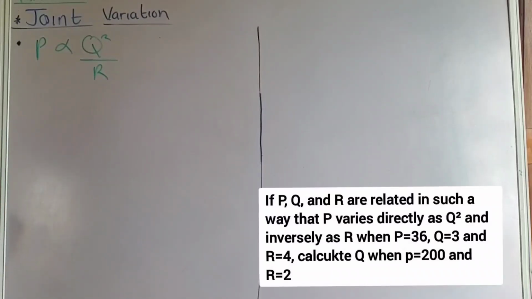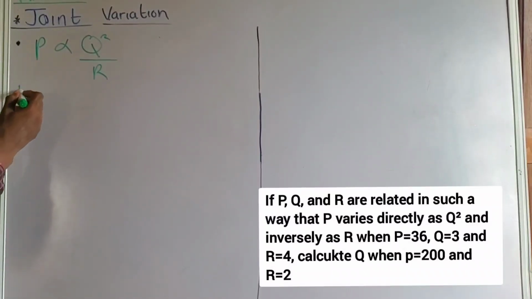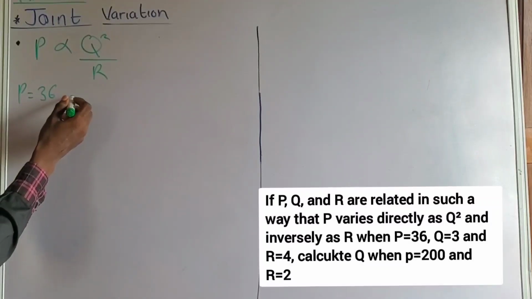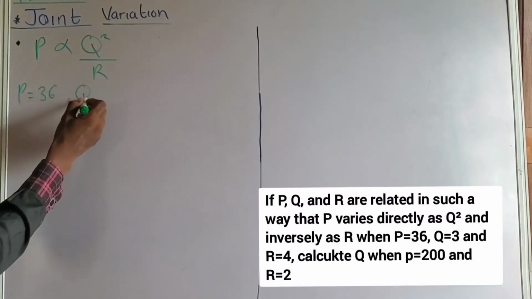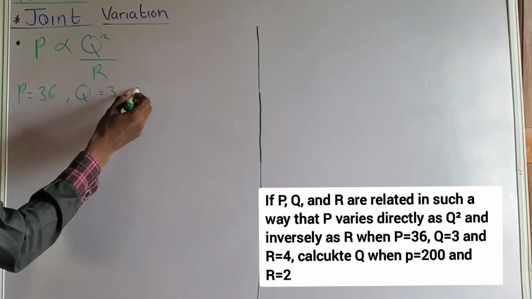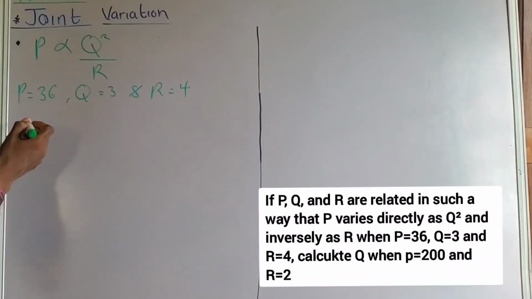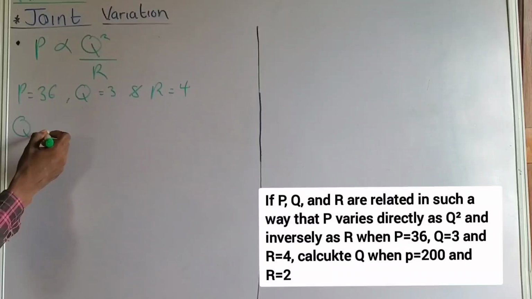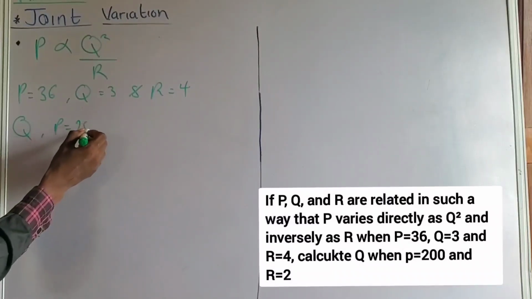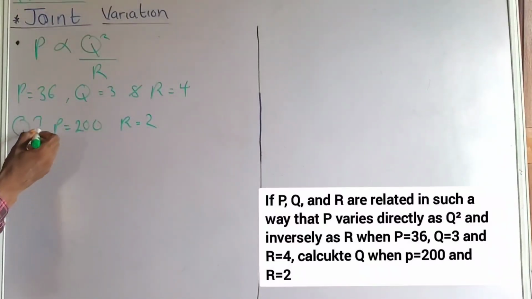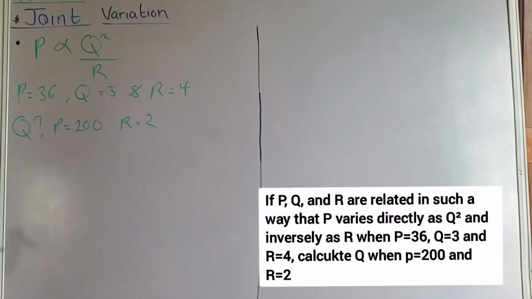Okay, now we are given that p equals 36, and q equals 3, and r equals 4. We are asked to find the value of q when p is equal to 200 and r is equal to 2. We are asked to find this value.